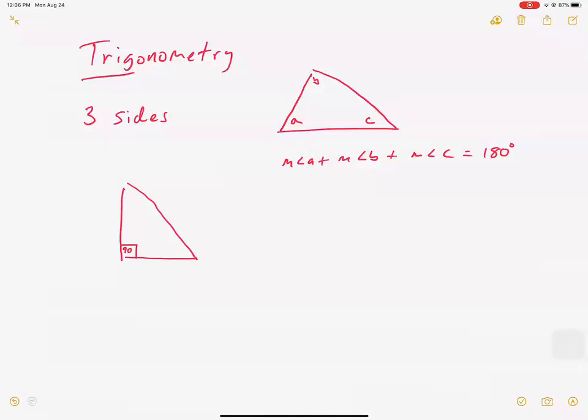Now, these right triangles have a lot of characteristics that are kind of cool, and we're going to do a lot of them in PreCalc. We're going to talk about our relationships of sine, cosine, and tangent, as well as the relationships of the sides by themselves with our Pythagorean theorem today.